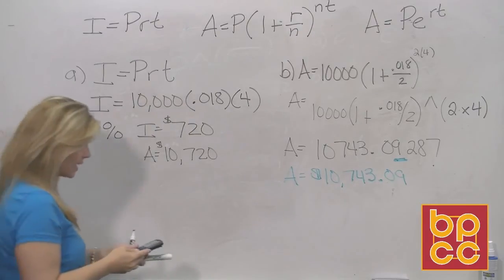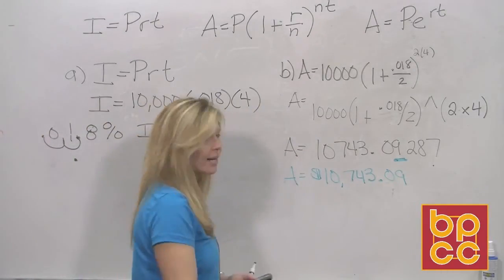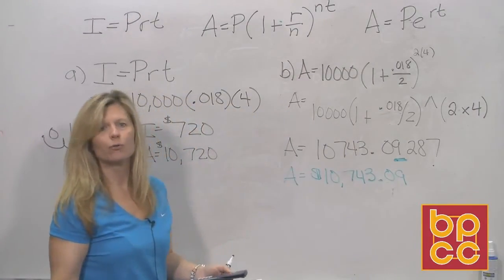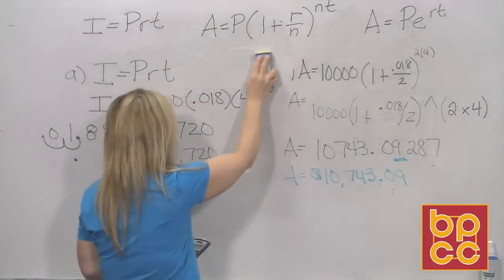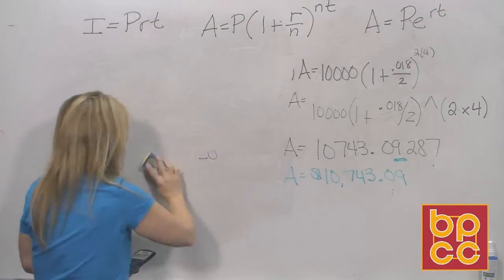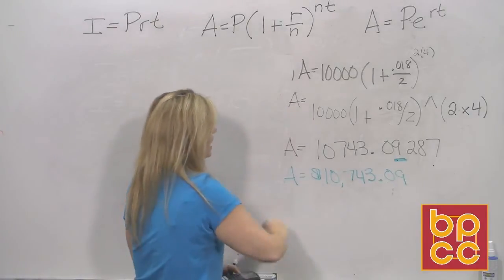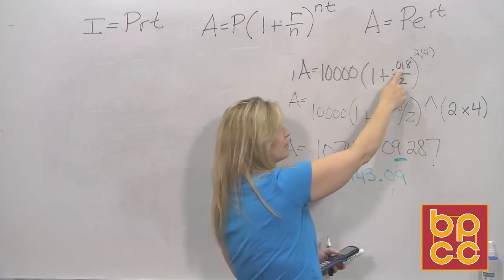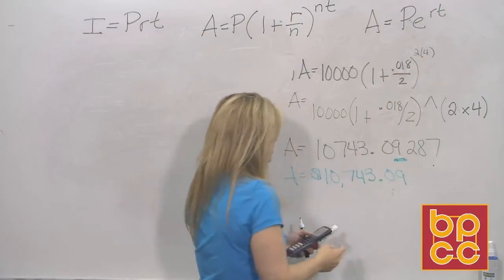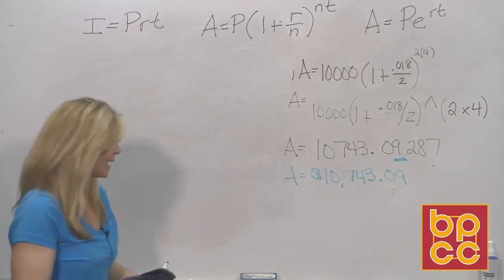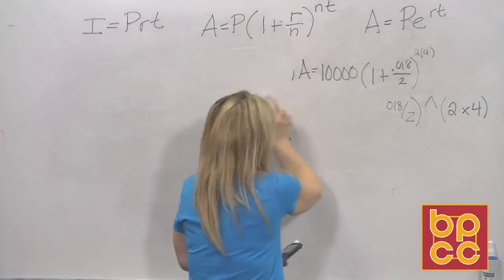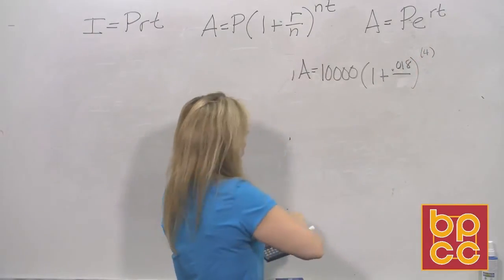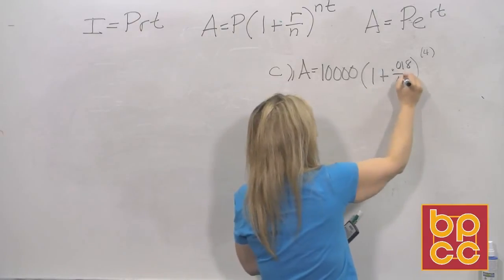So now let's go to part C. They want us to get our interest quarterly. Quarterly means N would change to 4. So to do part C, all we've got to do is change one number in this formula. 10,000 is going to stay. The rate is 0.018. The time is 4. What's going to happen now is N is going to become 4. So, the third part, we'd write N is 4.